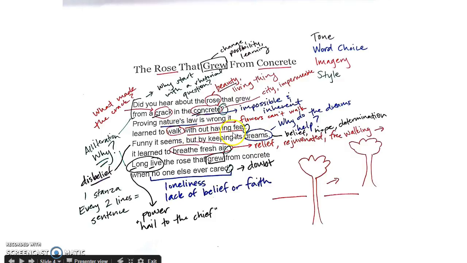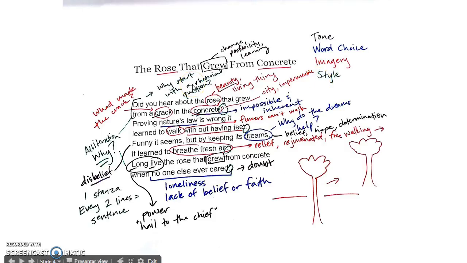All plants need nutrients, so somehow this thing is growing without any nutrients. Also, a flower doesn't have feet. I drew this out to help myself better understand the imagery. So here's my rose. It's in the concrete. Somehow, first it grew without anything, and then suddenly it's like walking away. That leads me to think somehow the rose becomes free of the concrete. It feels relief because it's breathing fresh air finally, and it's getting its nutrients. It feels rejuvenated.